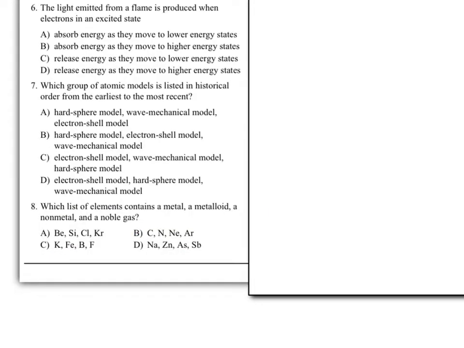Question number 6 asks, light emitted from a flame is produced when electrons in the excited state. So we know that electrons have already jumped up to the excited state, and the light will be produced when the electrons return to the ground state. Now, to return to the ground state, they'll release their energy, and the ground state is lower than the excited state. So this is the best choice.